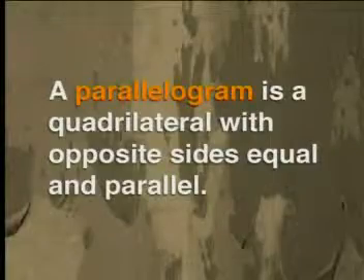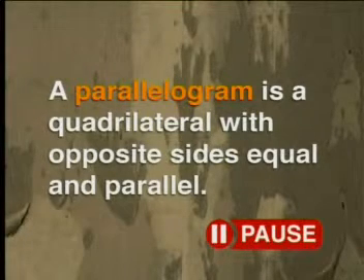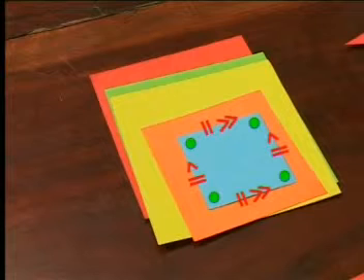So let's define the parallelogram as a quadrilateral with opposite sides equal and parallel. Now, using this definition, would you say a square is a parallelogram? Well, I guess so. A square does have opposite sides equal and opposite sides parallel. And your definition doesn't say that it can't have any other properties as well. Okay, so using this definition, we can say that a square is a special kind of parallelogram.